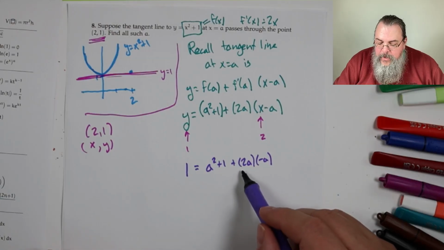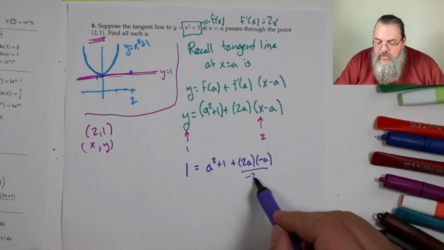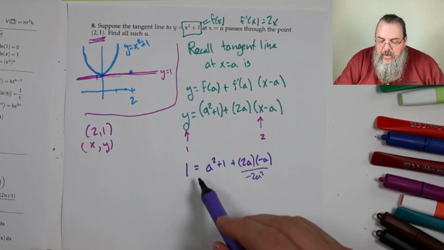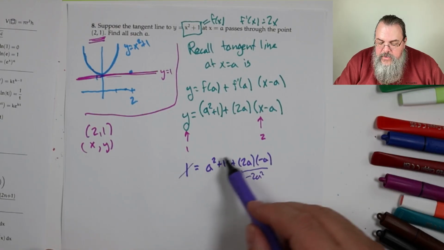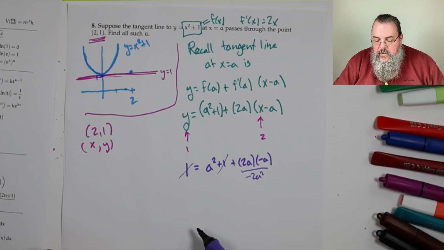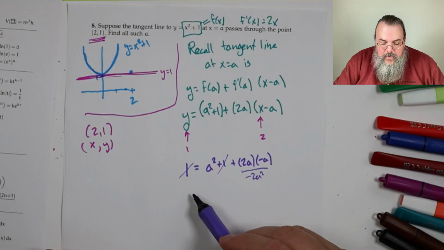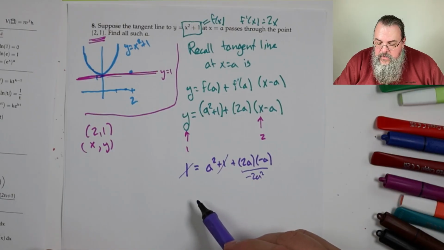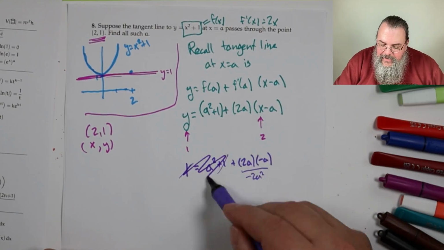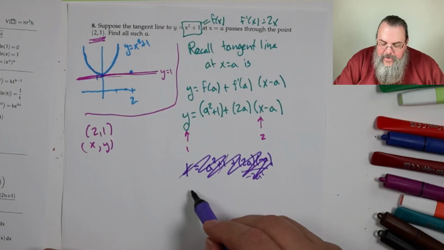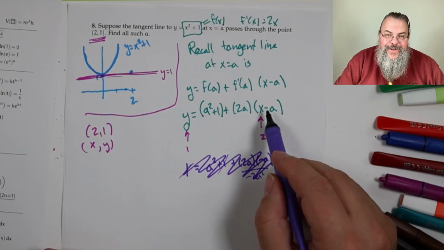let's clean this up. Here we have 2a times minus a, that's minus 2a squared. And, okay, so what do we get? Well, the 1's cancel. All right, well, that's good. And, oh, whoops. I forgot the 2. I was like, wait a second, something's not right. I forgot to put the 2 in.